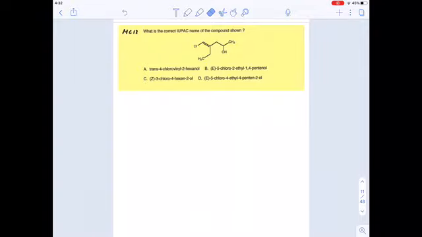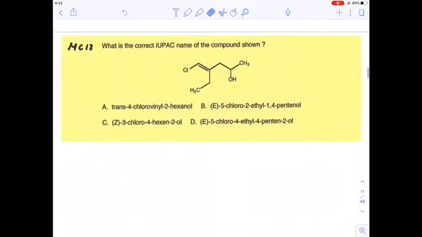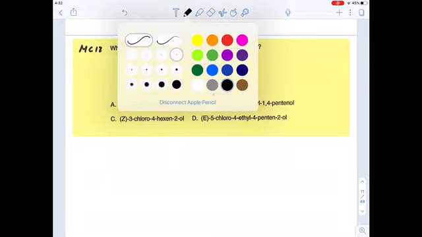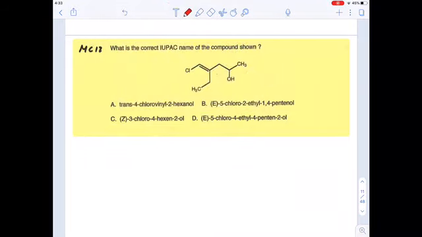Multiple choice 12, which should probably look pretty familiar for most of you guys, is what is the correct IUPAC name of the compound shown? Okay, so the first thing you want to do is try and name the compound on your own, or at least number it. When you're comparing the functional groups, know that the only functional groups on here are the alcohol and the alkene. The halide, the chlorine, is not a functional group, so it's not going to get numerical priority right off the bat.